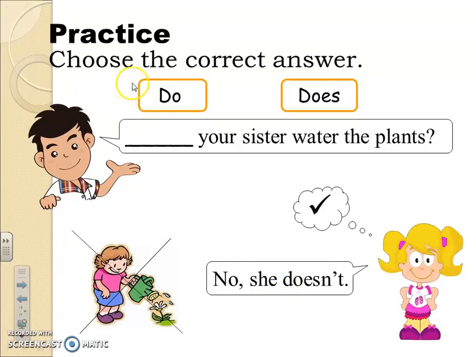Okay, now let's choose the correct answer. Do or does? Your sister watered the plants. Oh, this time it's a third person. So we need to use does. Does your sister water the plants? No, she doesn't.